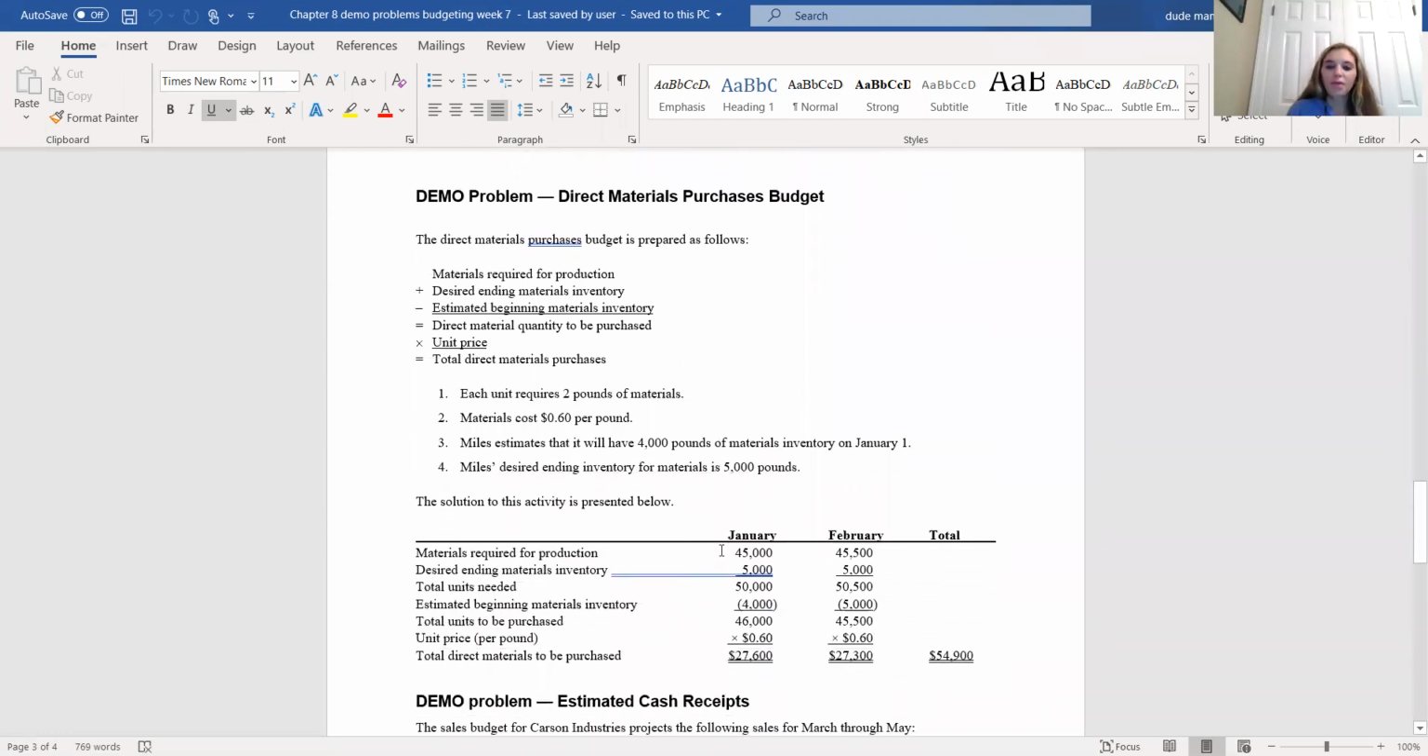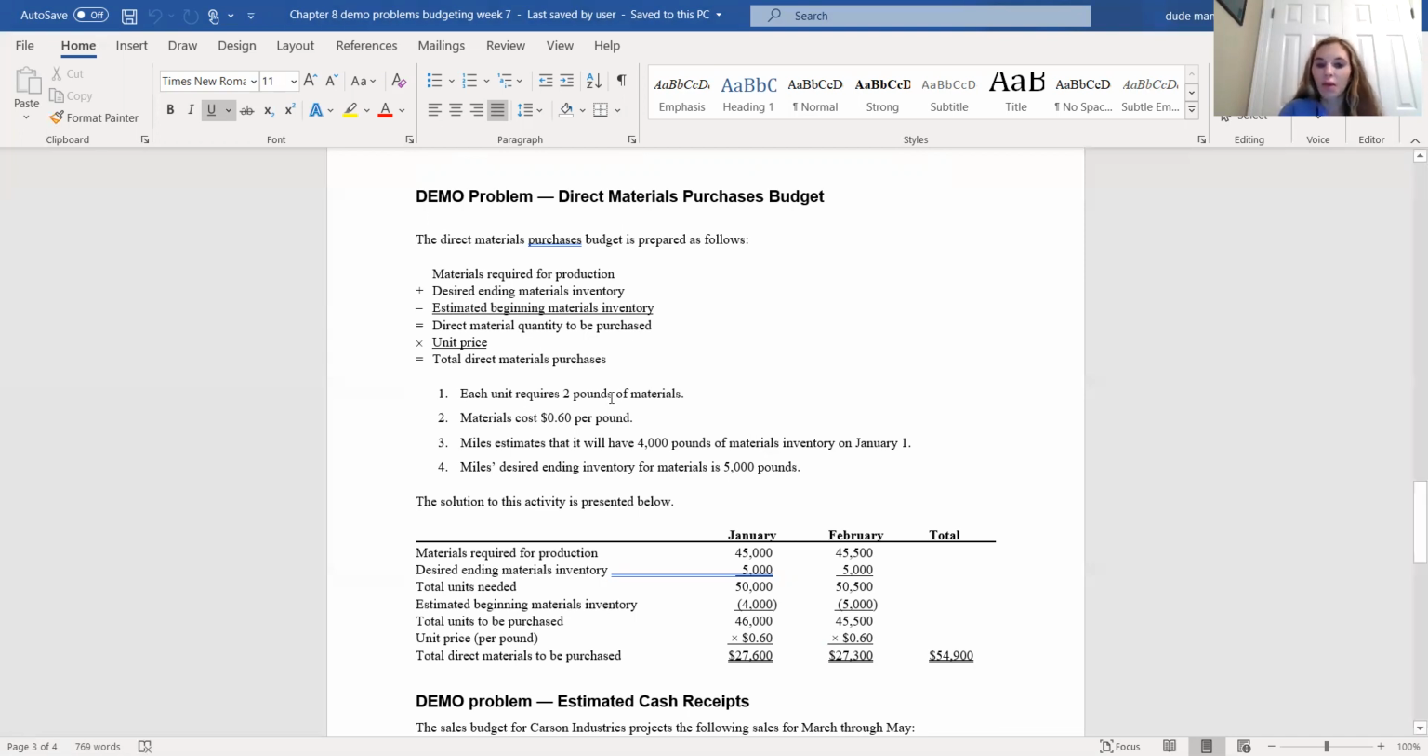Now, the direct materials purchasing budget, we're really doing kind of the same thing, but here we're going to be adding a dollar value. So in this demo example, we have the same formula with the materials required for production. We add in the ending materials inventory, we subtract out beginning materials inventory in order to determine how much we have to purchase in direct materials.